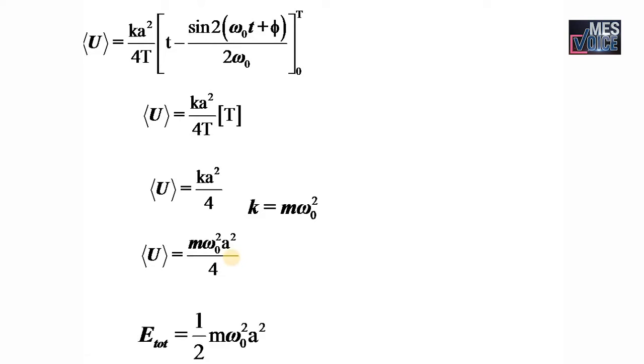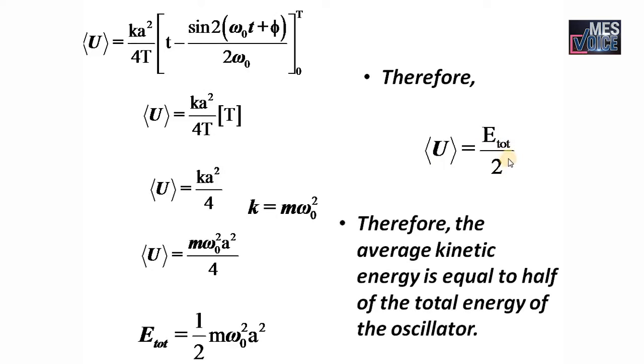And of course, the total energy of a harmonic oscillator is 1/2 mω0²A². So this obviously is 1/2 of that. So you can write average potential energy is equal to E total by 2, half of the total energy. So we have a conclusion now. The average potential energy is equal to half of the total energy of the oscillator. It's not kinetic, it is potential here.